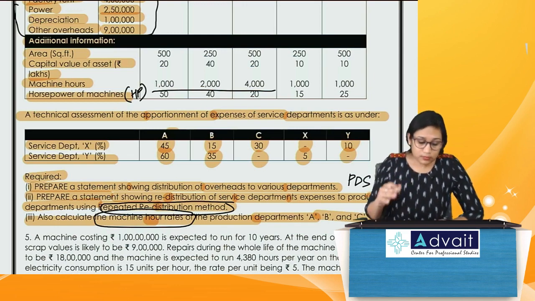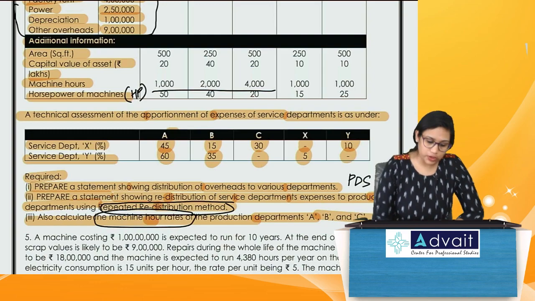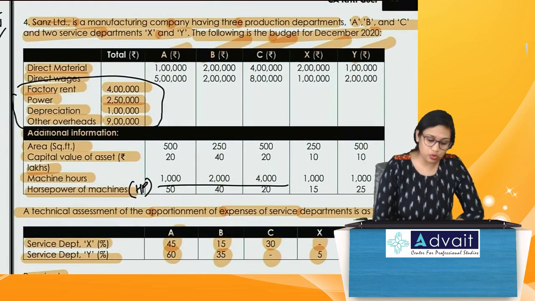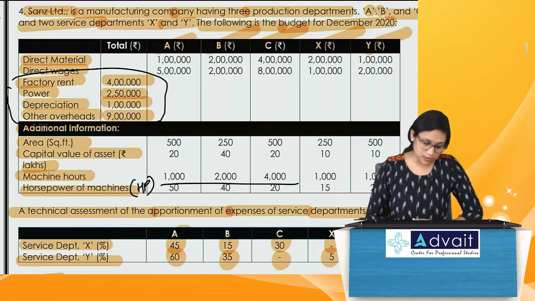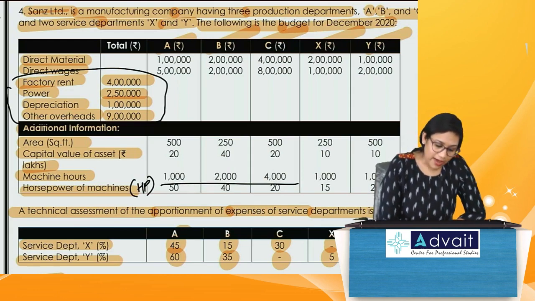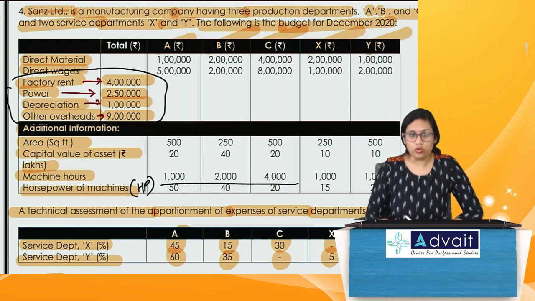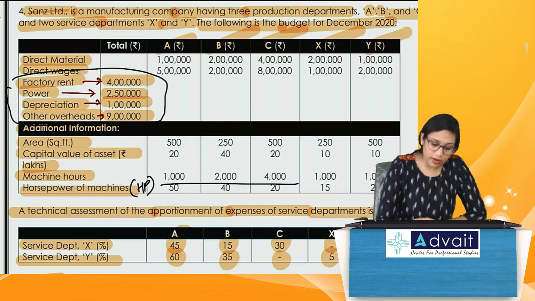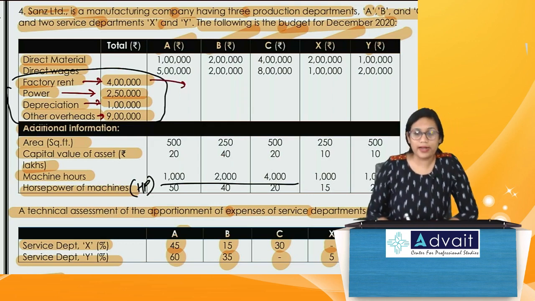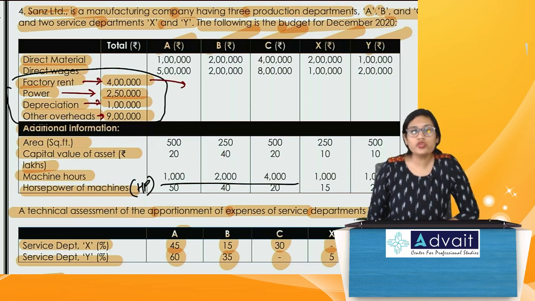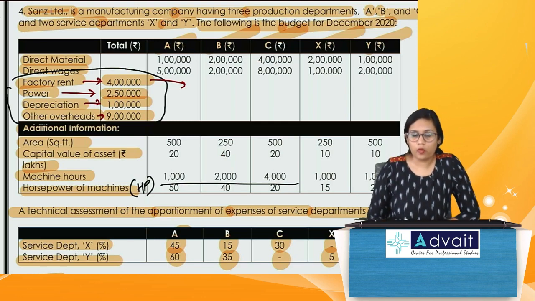Okay, so guys, before we start off this problem, I had one question to ask you all. Please think before you answer. Now they have given us factory rent, power, depreciation, and other overheads. We know these are all indirect expenses. If we were to apportion factory rent amongst all the departments, what would we use? What do you think is the most appropriate measure to apportion factory rent?